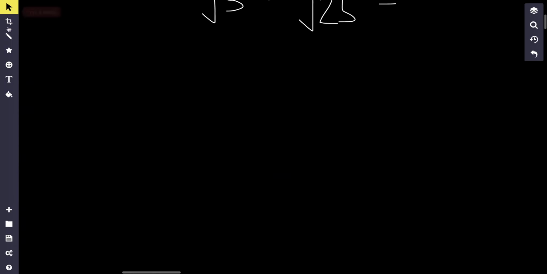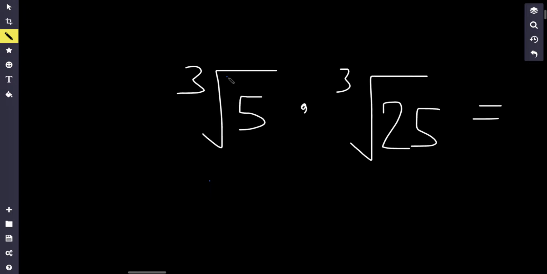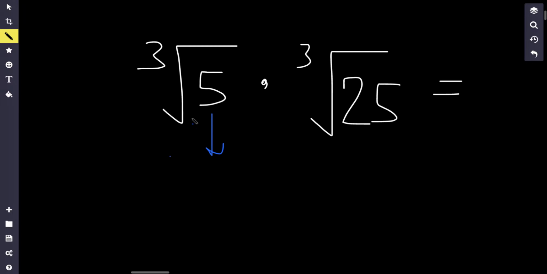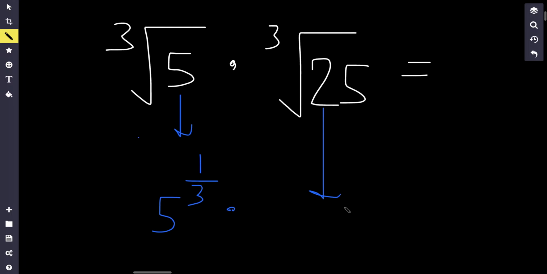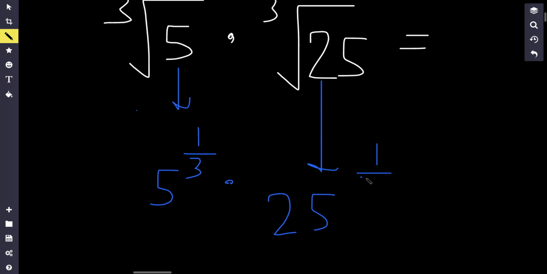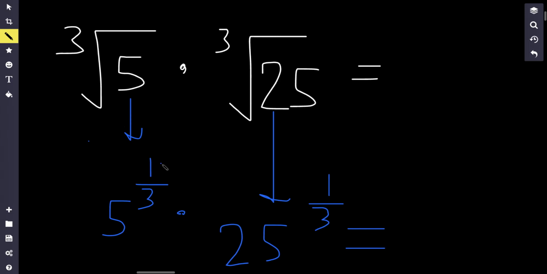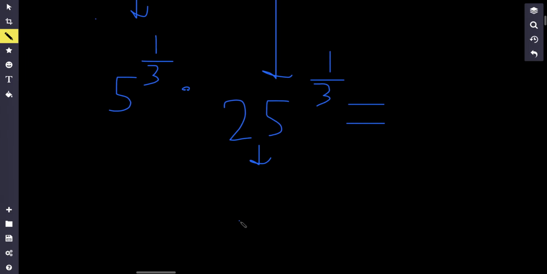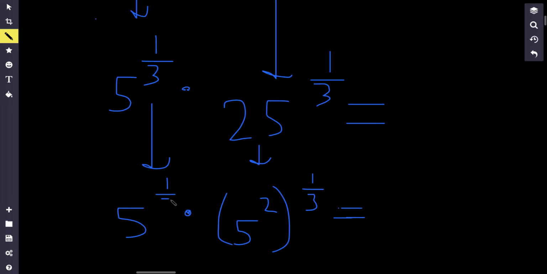And before we do that, let's just do this quick problem. What's this going to be equal to? Well, let's convert it into exponents first. So I can rewrite this as 5 to the 1/3 power. I can rewrite this as 25 to the 1/3 power. Now, what I can do is rewrite 25 as 5 to the 2nd power to the 1/3 power, right? Because 25 is 5 to the 2nd power. And this is going to be multiplied by 5 to the 1/3 power.